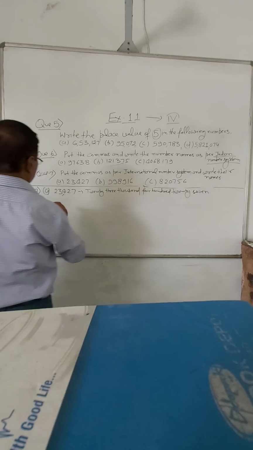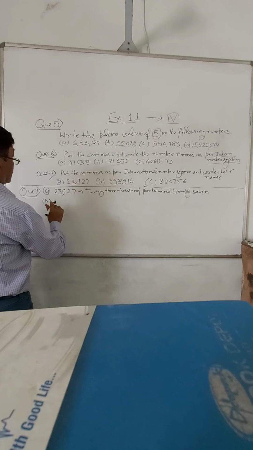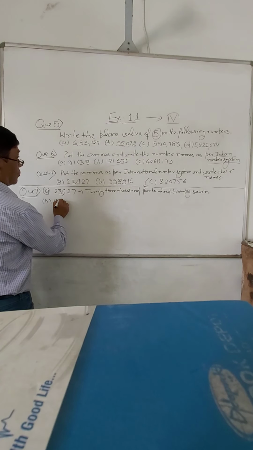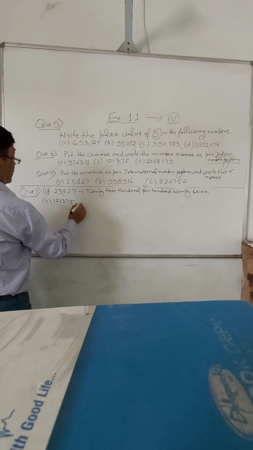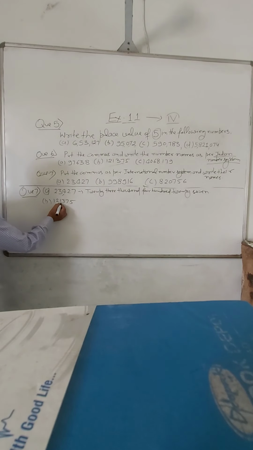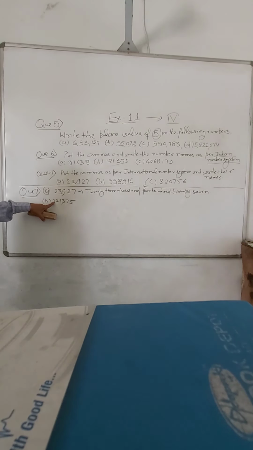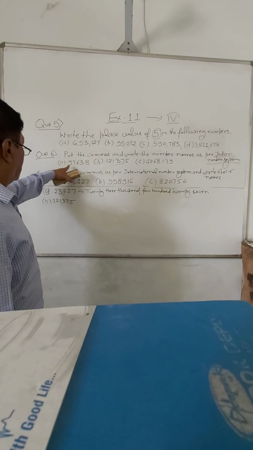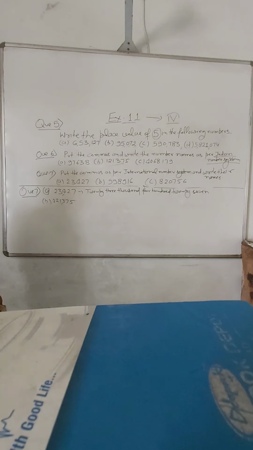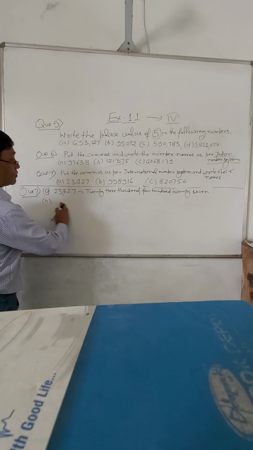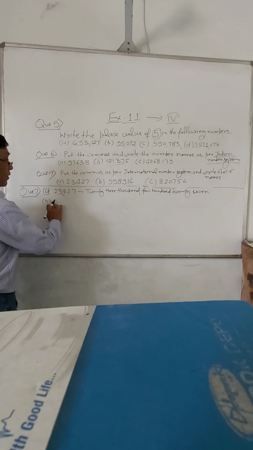Next number B: 1, 2, 1, 3, 7, 5. So according to the international system, the first comma comes after 3 digits, and here 3 digits are here. So ones, tens, 100, 1000, 10,000, and this is the place.